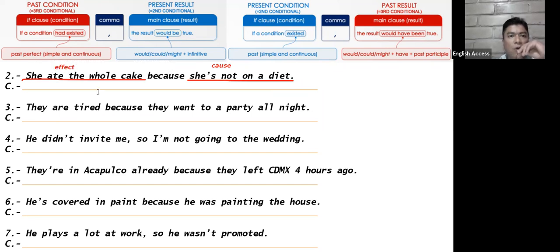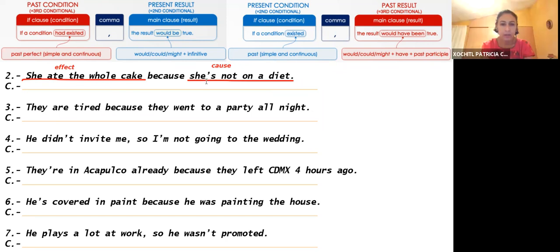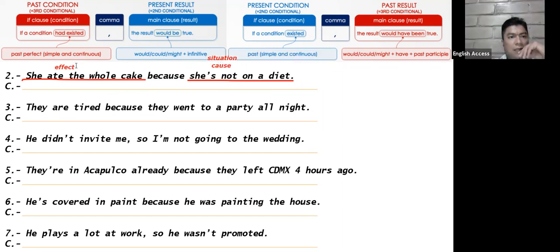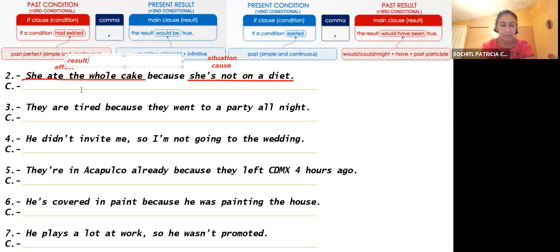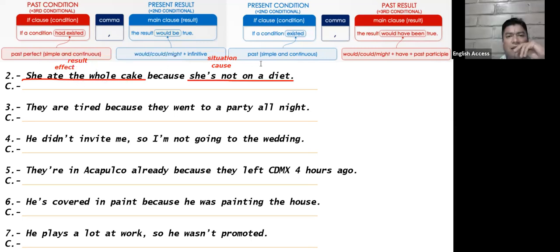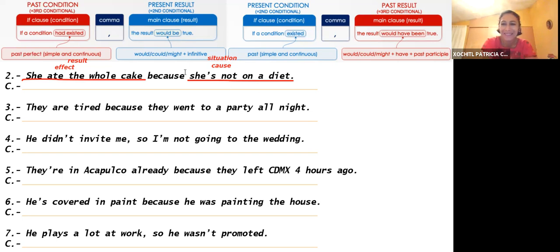So what is the situation and what is the result? The situation: she's not on a diet. And the result: she ate the whole cake. Okay, what is the other form to say this? Cause and effect, situation, result. There is another form and I can't remember. Cause, consequence.